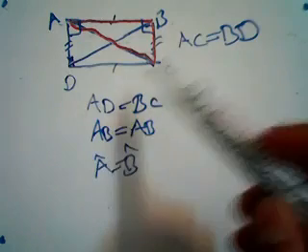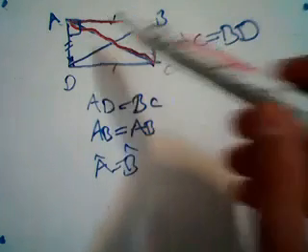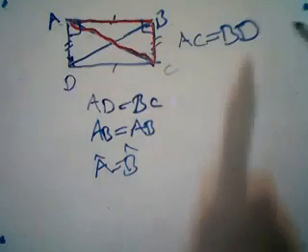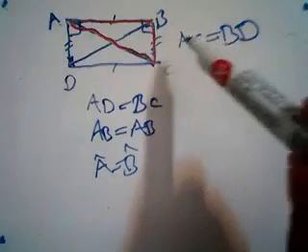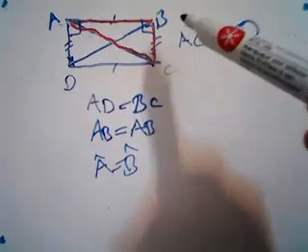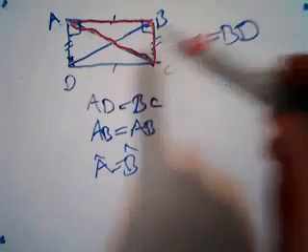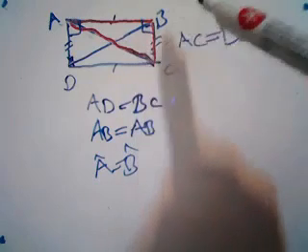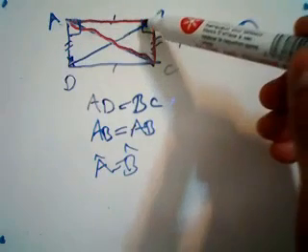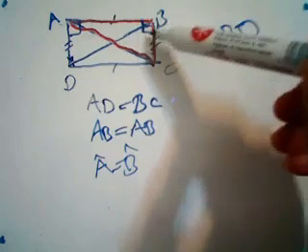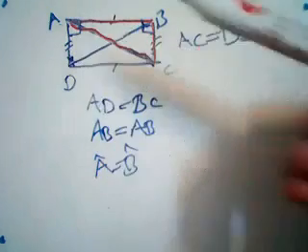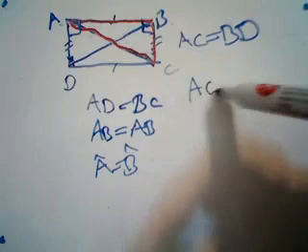Then, according to the rule, if two sides and the angle between them, the included angle, are equal, then the two triangles are congruent, then the corresponding things should be equal. AC corresponds to this angle and BD corresponds to the equal angle, then AC should be equal to BD.